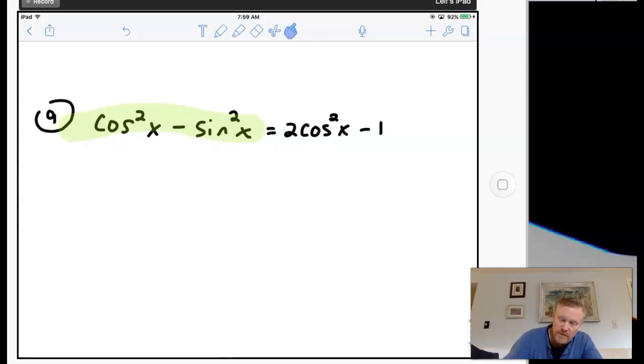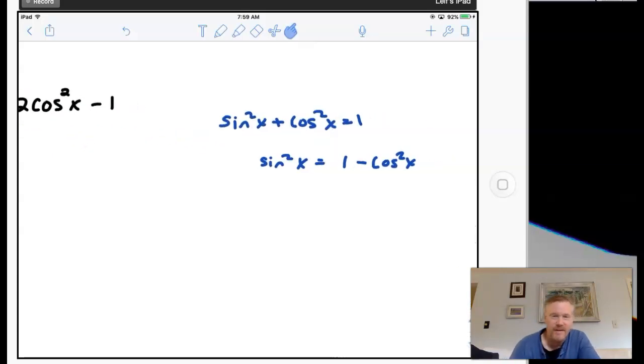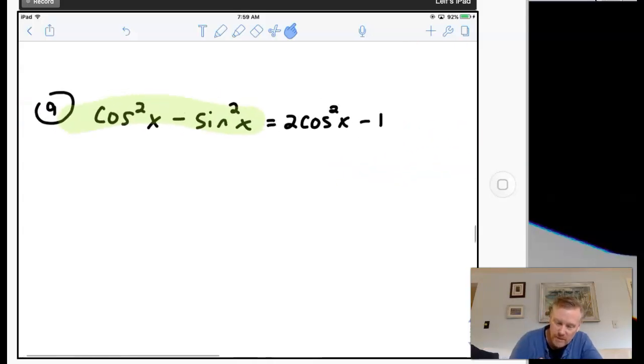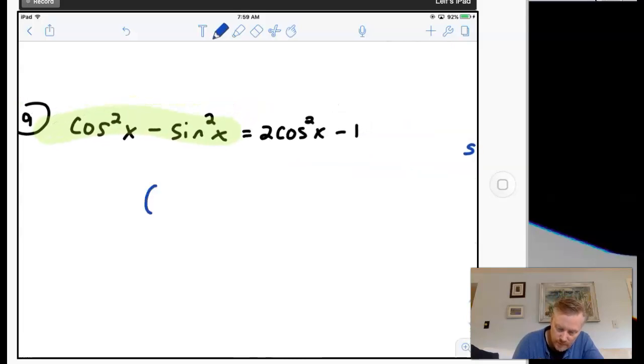So once again, I'm going back to that same Pythagorean identity. Sine squared plus cosine squared equals 1, which means if I get the sine squared alone, what I got is 1 minus cosine squared. So I can change that to 1 minus cosine squared of x. Okay, so that's what that equals. So now I'm here.